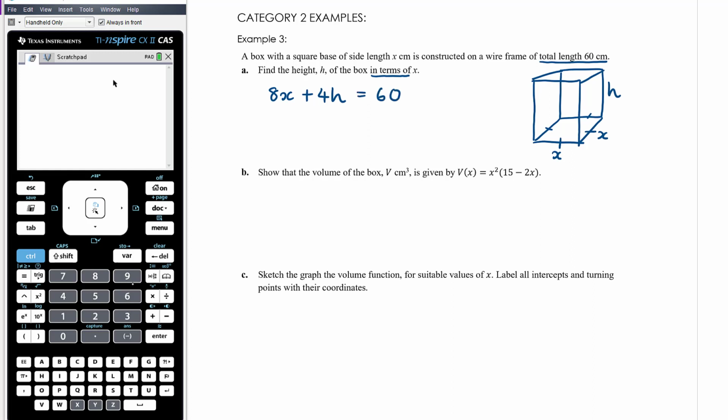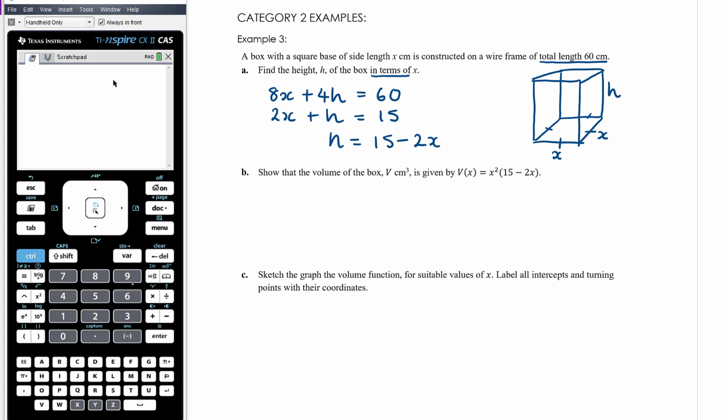Okay. Now, we could take away 8x. The thing that's jumping out at me straight away is that 4 is a common factor in this equation. So let's just divide everything by 4 and tidy things up. So we've got 2x plus h equals 15. And therefore, h is equal to 15 minus 2x. So we have expressed h in terms of x.